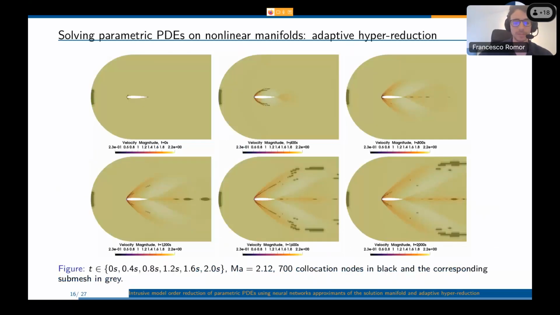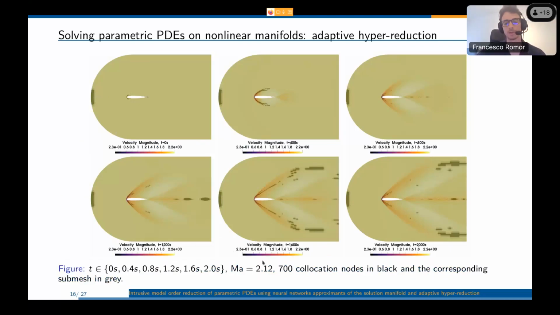Okay, so, for example, you would have this kind of submeshes that evolve with the dynamics in the case of compressible flow past the NACA airfoil. And you can see in black the magic points and in gray the submesh around them. And you can see that it more or less follows some important features of the dynamics from time step 0 to time step 2 seconds.